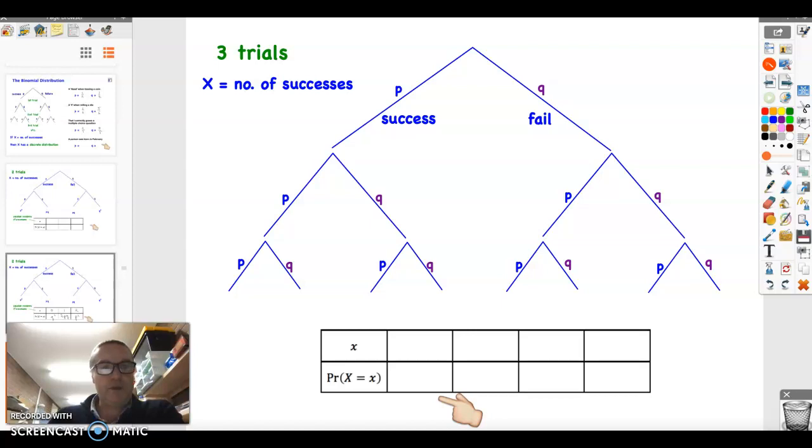Here we've got 3 trials. If you'd like to pause the video and complete that distribution table, that's not a bad idea. I'll pause it now.